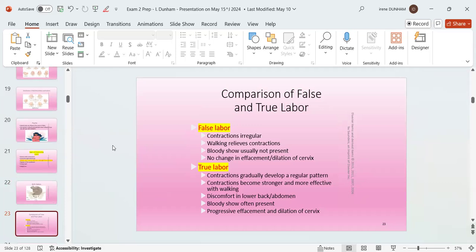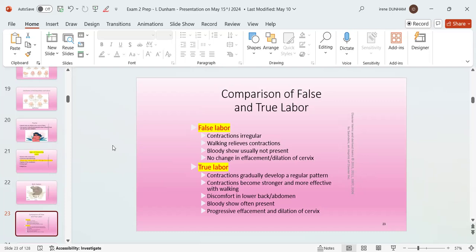So I check her and she's 2 centimeters, maybe about 80% effaced, and the baby is a little high yet, about -2 station. So what I'm going to do is see if we can get these contractions a little closer together and a little stronger. I'm going to send you out walking. So I send this lady out walking.